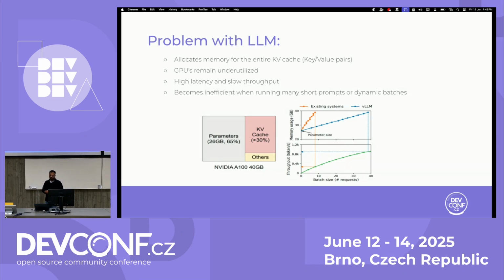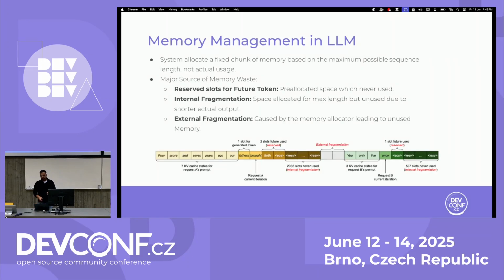They are not able to utilize the GPU at its full capacity, and the system runs inefficiently because there are so many requests it could not process. So this is how memory is managed in LLMs.